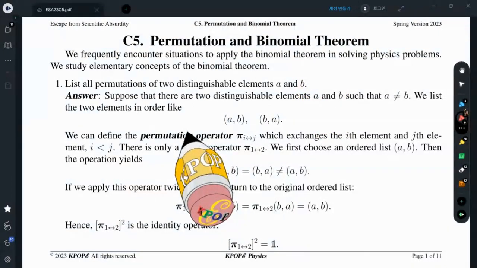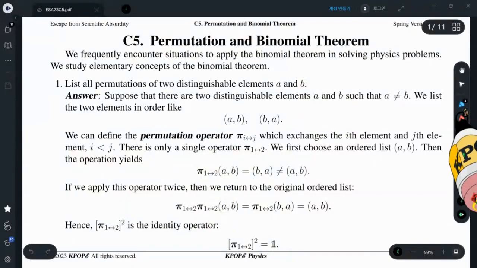So some students are very weak in both math and physics. Anyway, we study permutation today.